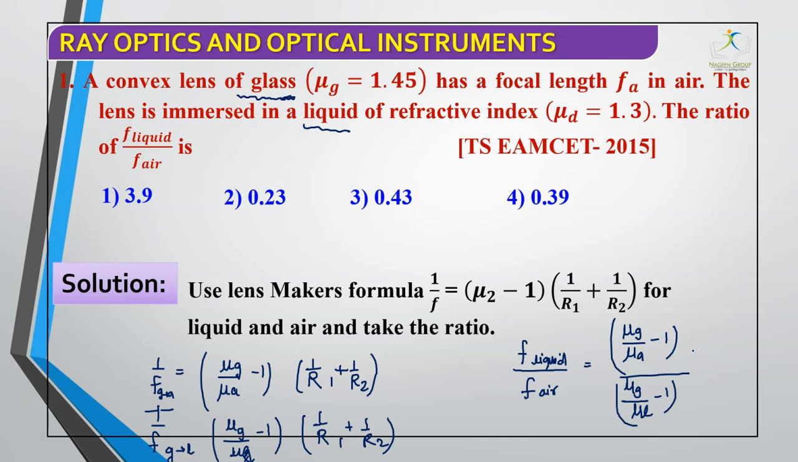So the value of μg is given as 1.45, and μa is 1, we know that already. The value of μg again is 1.45, divided by the value of μl, which is 1.3, minus 1. So the value comes to 0.45 divided by 0.11. After solving, this value becomes 3.9. So according to this, the first option is the right answer. I hope you understand.